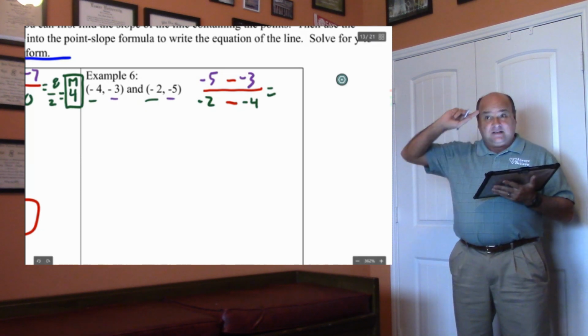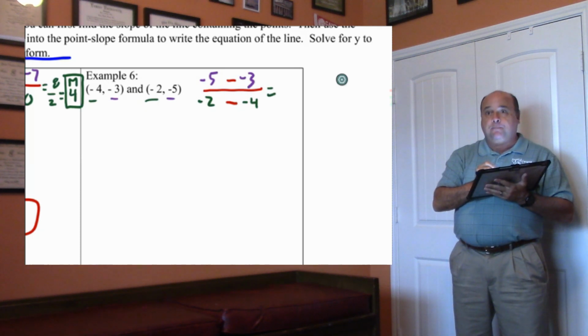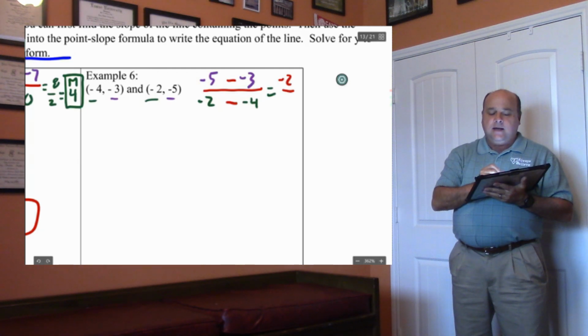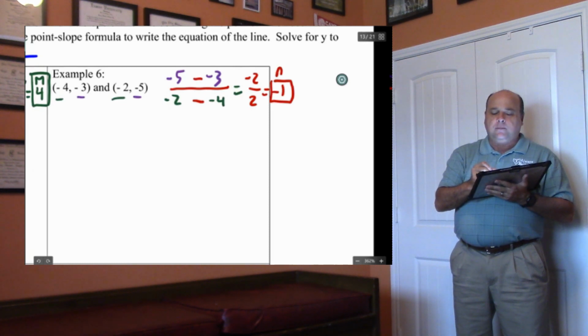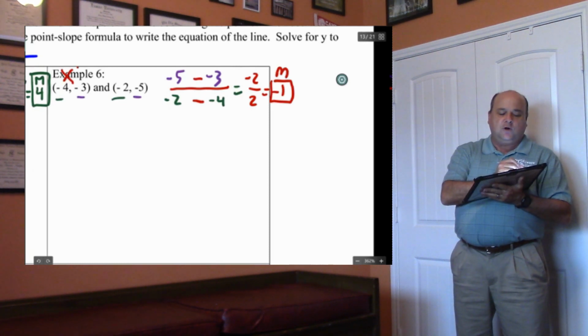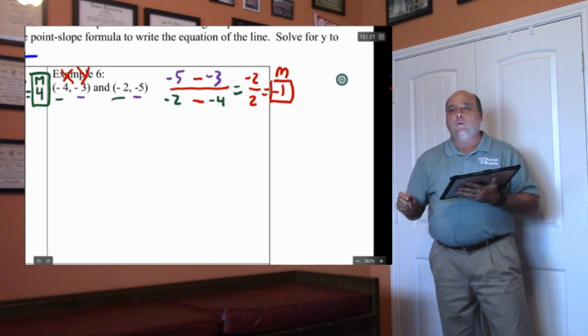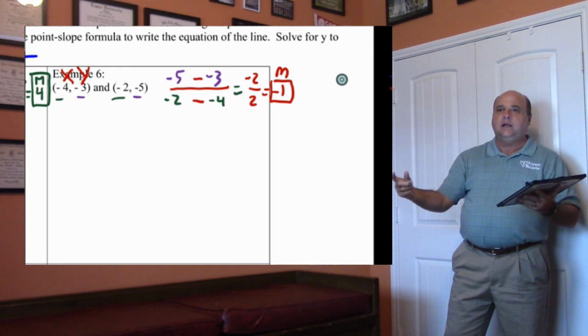Now Mr. Toops has a calculator right here. Negative 5 plus 3 is a negative 2. Negative 2 plus 4 is a positive 2. This is going to be a negative 1 slope. So I'm going to put m and use the first point. So that's our x and y. So now then we're going to plug into point slope.